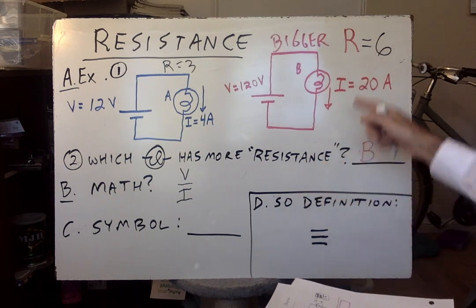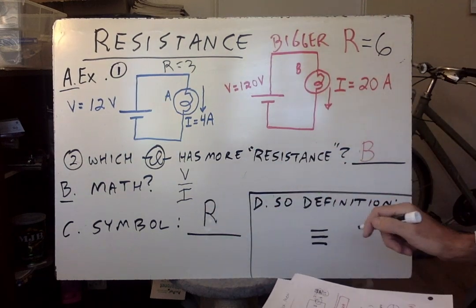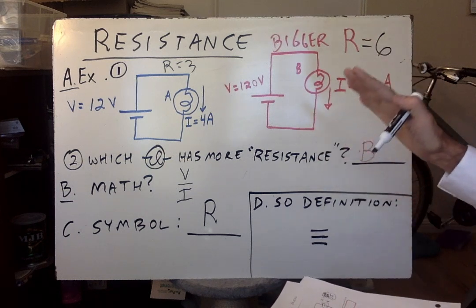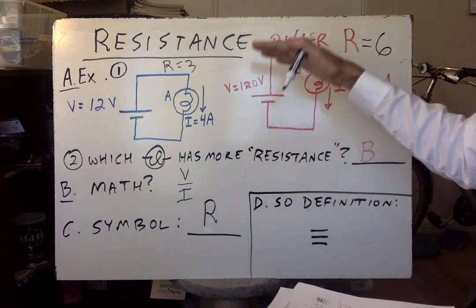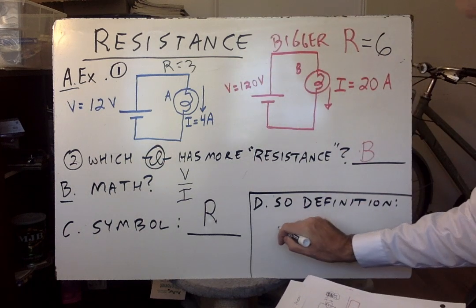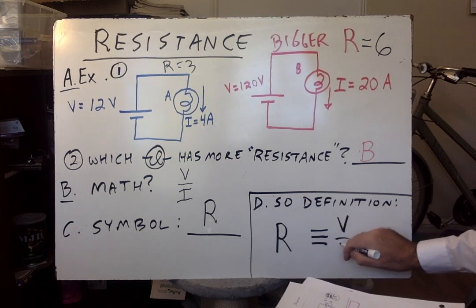Okay, we need a symbol for resistance. I've already given it away because it's no big secret. That R stands for resistance. That is not the unit. That's not the symbol for the unit. That's the symbol for the word resistance. All right, so our definition of resistance is R equals V over I.